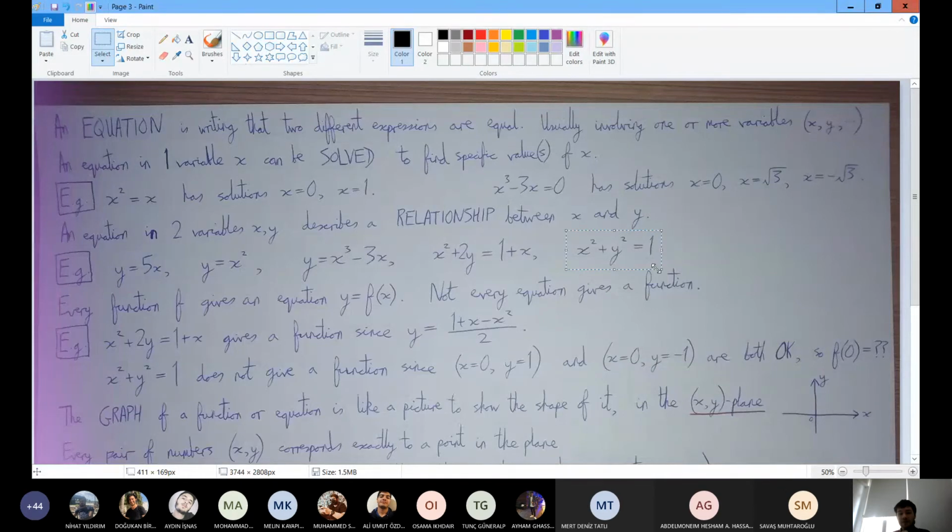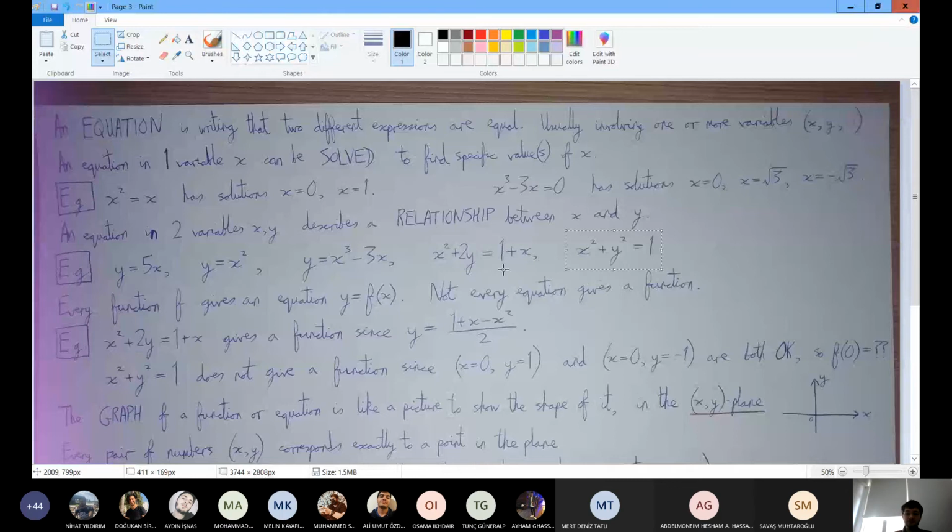Because you can get the same value of x with two different values of y. See, if x equals 0, then y equals 1 is a possibility, y equals minus 1 is a possibility. 0 and 1, you square these things, add them together, you get 1. 0 and minus 1, you square them, add them together, you get 1. So both of these are pairs of numbers which satisfy the equation. They satisfy this relationship, but you've got the same value of x with two different values of y.